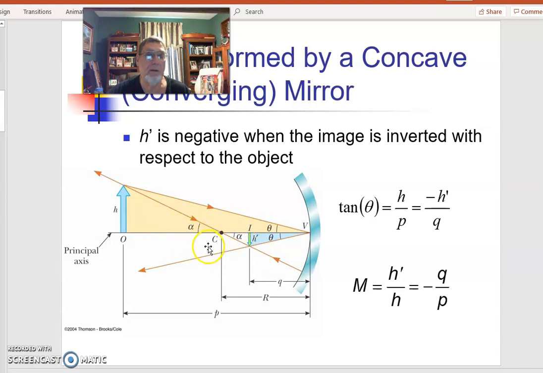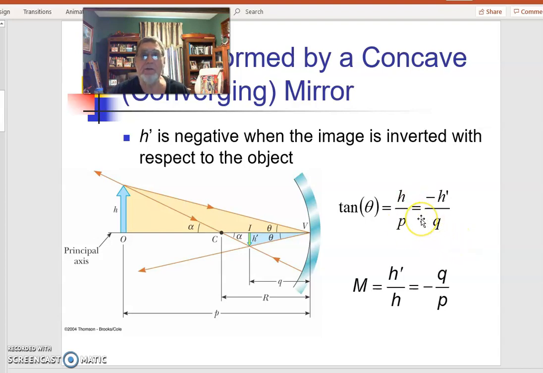So the magnitude of m will be less than 1, and it'll be negative because it's upside down. Now, if we write the tangent of theta as h over p, and again, we're going to call below the axis negative, so if we take the same angle, it's going to be h prime over q, because remember we said q was the image distance. That's positive. We know that one has to be positive, so we need to put an extra negative on it to take care of the fact that that's upside down.